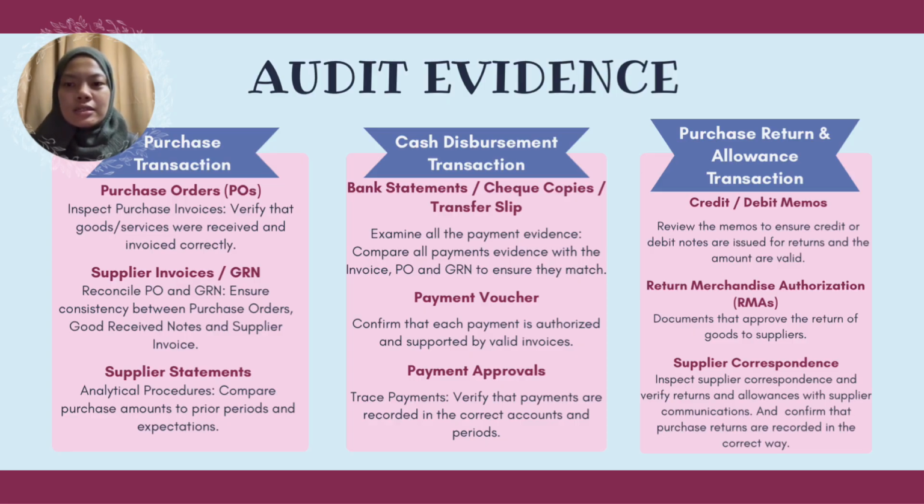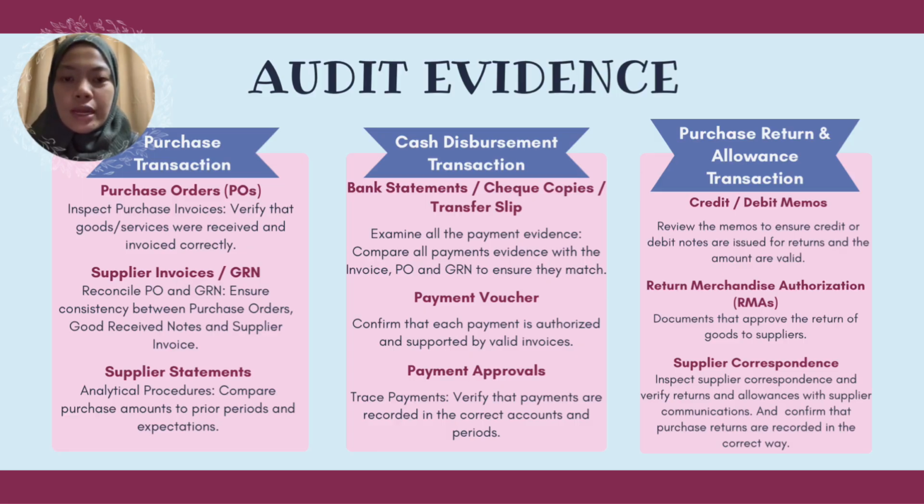Second is cash disbursement transaction. Bank statements, check copies, and transfer slips were evidence needed. Examine all the payment evidence and compare it with the invoice, PO, and GRN to ensure they match. Next is the payment voucher, to confirm that each payment is authorized and supported by valid invoices. Lastly is payment approval. Trace payments to verify that payments are recorded in the correct accounts and periods.